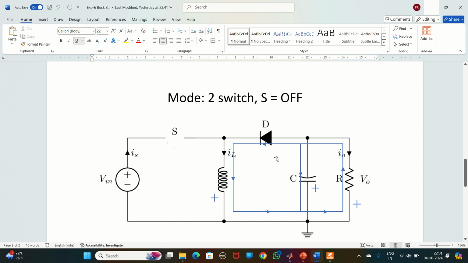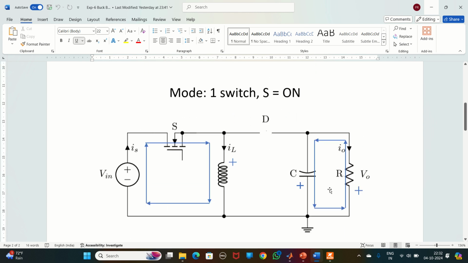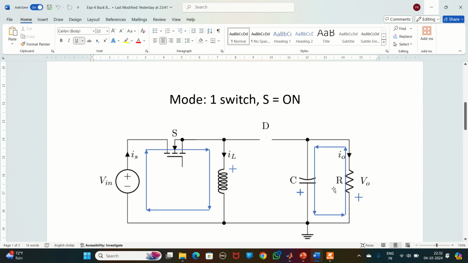This is how it works when the switch is off, that is in mode 2. The second thing we can observe is that if the capacitor is sufficient to charge and to supply the load, then it will be in continuous mode.